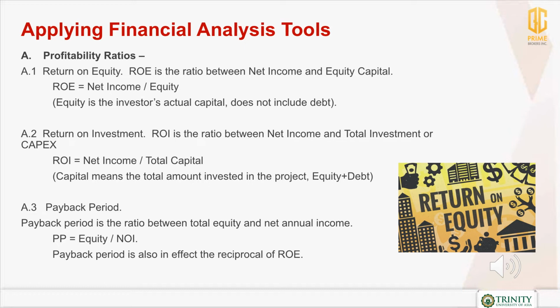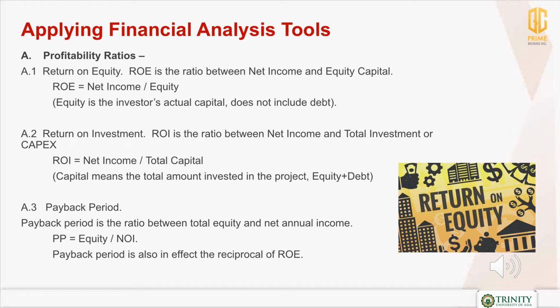After preparing the different financial statements, we now could use the different financial analysis tools we have learned in the previous modules. First are the profitability ratios. We could compute for the return on equity of the project. Again, ROE is the ratio between net income and equity capital. The formula for ROE is equal to net income divided by equity. Take note that equity is the investor's actual capital and does not include debt.